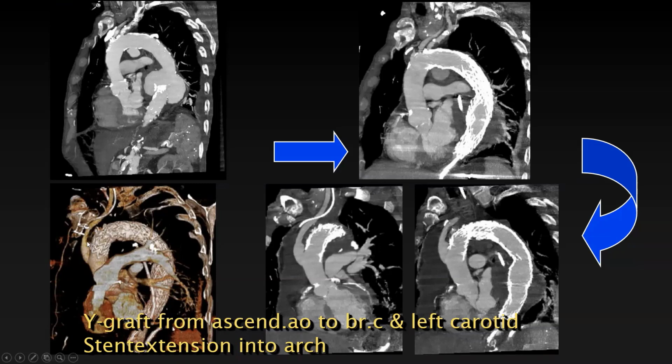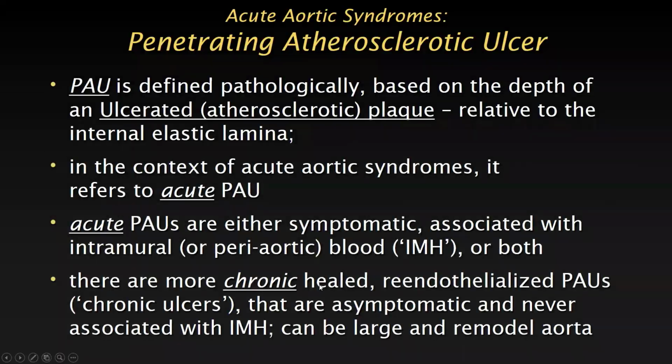Whereas here you may be able to clamp a portion of the aorta to suture these grafts onto, and you may not need a deep hypothermic arrest if you have to go on pump. Again, this is called a debranching procedure or a hybrid repair.